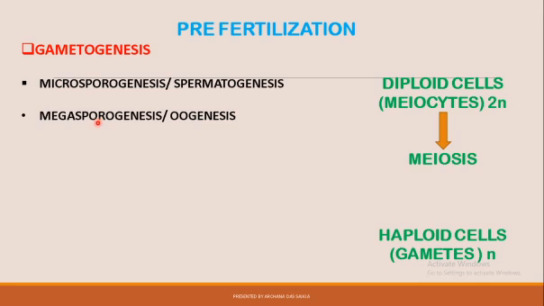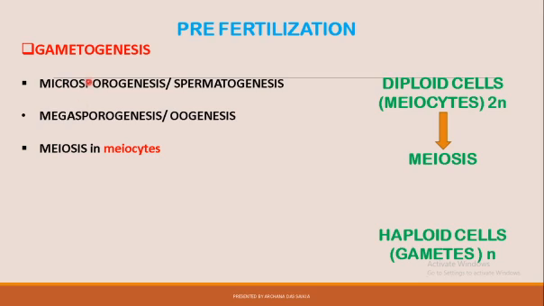Similar event, when it results into formation of female gamete in plants, will be called megasporogenesis. In animals, when it results into egg, it will be called oogenesis. So these are the different types of gametogenesis, which is the first step taking place during sexual reproduction in organisms.